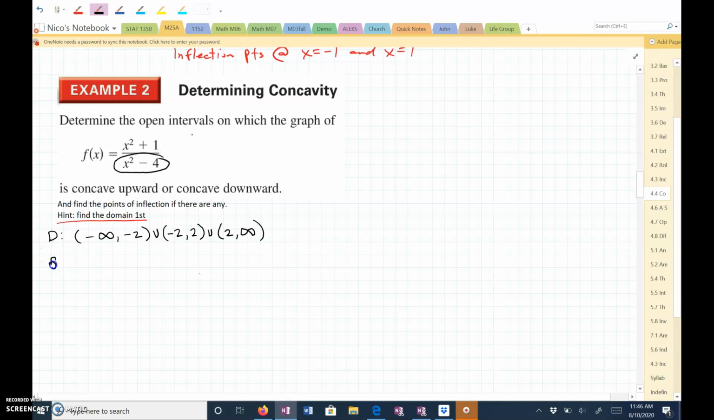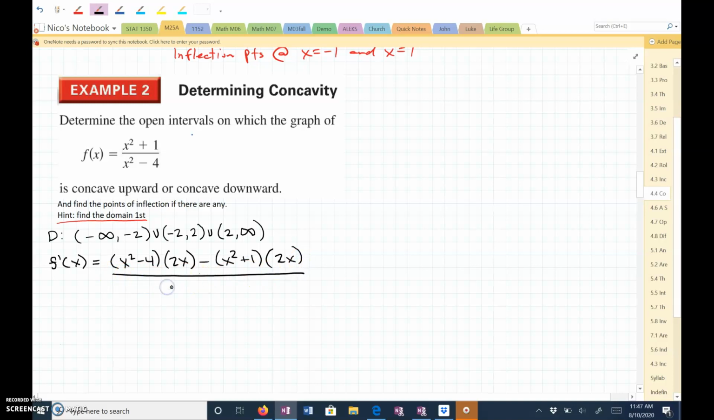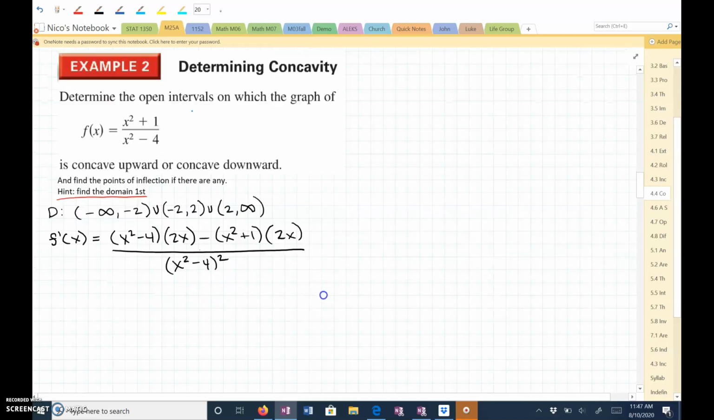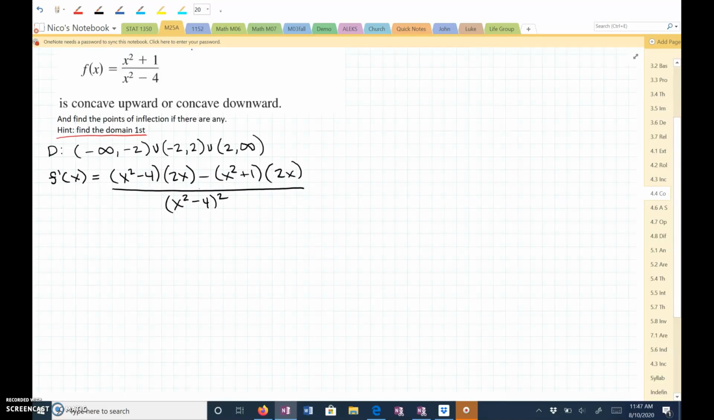Alright, so now let's find the first derivative. So this is going to be the quotient rule. So it's going to be the denominator times the derivative of the numerator, minus the numerator times the derivative of the denominator, all over the denominator squared. So we got that to start.